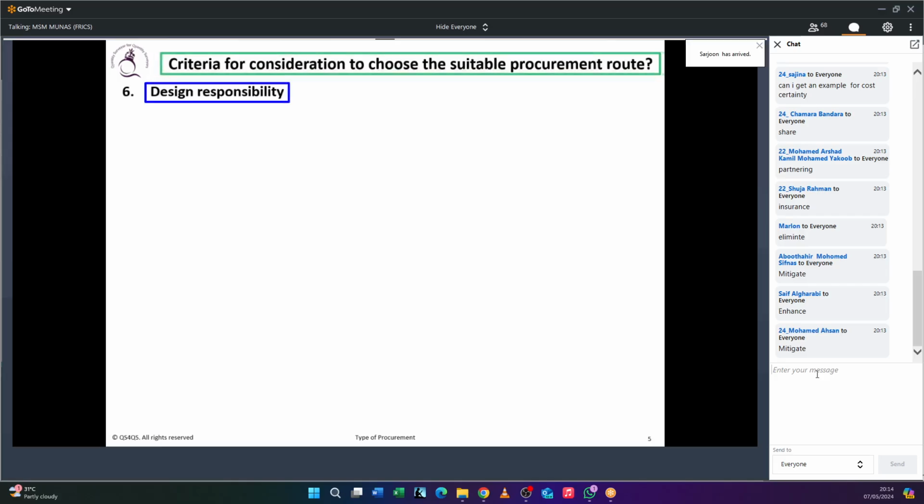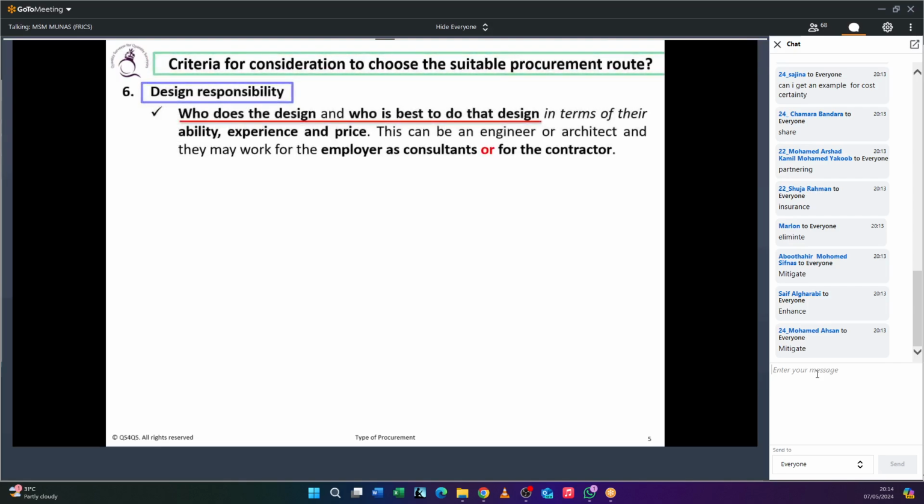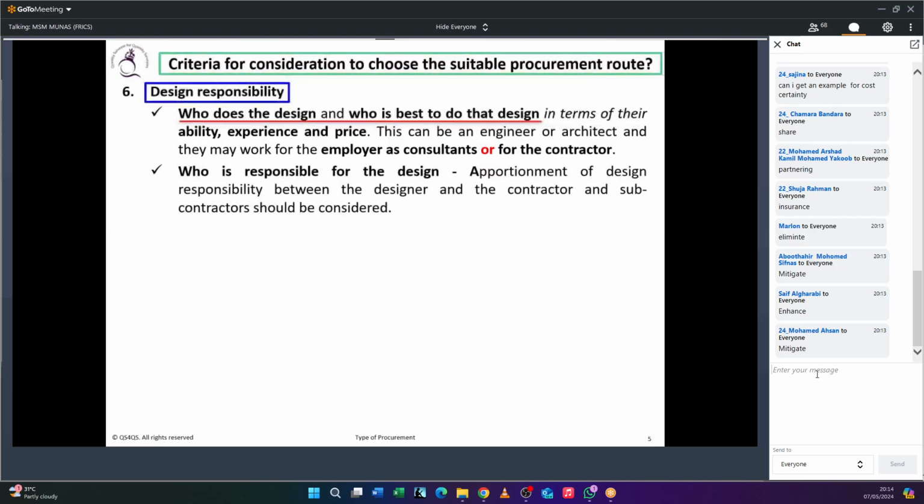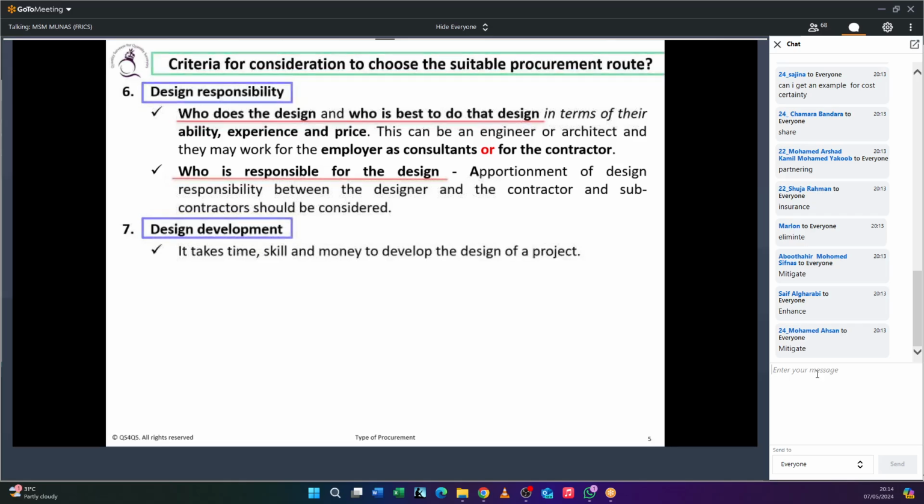Then design responsibility again. Who wants to bear the design risk? Depending on that, the procurement will be decided. So that's a better question: who is best in design? Accordingly, it could be decided. And design development. When you are determining the procurement route, we have to see whether you have the complete design or partial design. Depending on that, the RIBA Plan of Work is there.